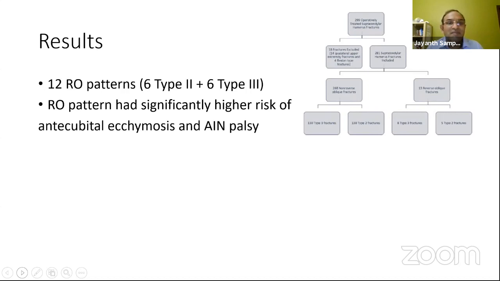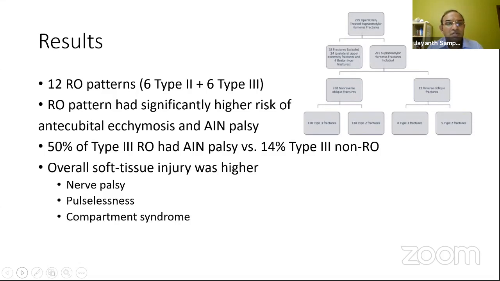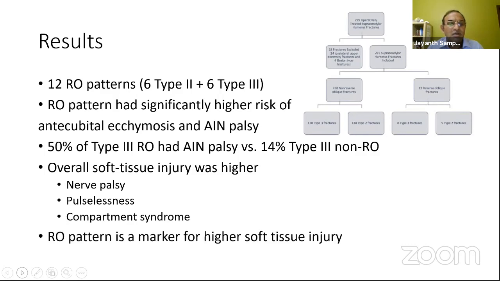So reverse oblique pattern had a significantly higher risk of antecubital ecchymosis and anterior interosseous nerve palsy. So 50% of type 3 fractures that had reverse oblique pattern had anterior interosseous nerve palsy, compared with only around 14% of type 3 non-reverse oblique. So the overall soft tissue injury was also higher in terms of nerve palsy, pulselessness, and compartment syndrome. So reverse oblique pattern is a marker of higher soft tissue injury.